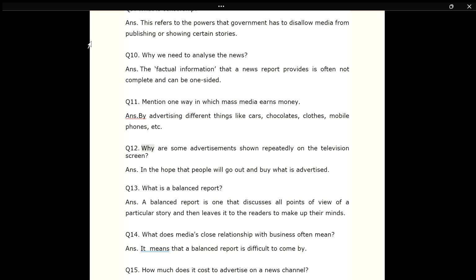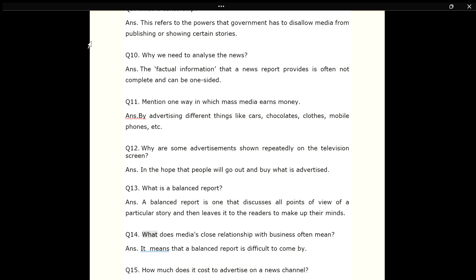Q12. Why are some advertisements shown repeatedly on the television screen? Ans. In the hope that people will go out and buy what is advertised. Q13. What is a balanced report? Ans. A balanced report is one that discusses all points of view of a particular story and then leaves it to the readers to make up their minds.